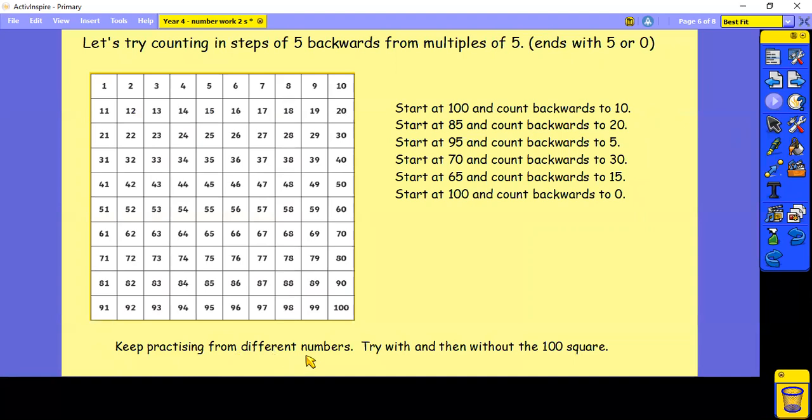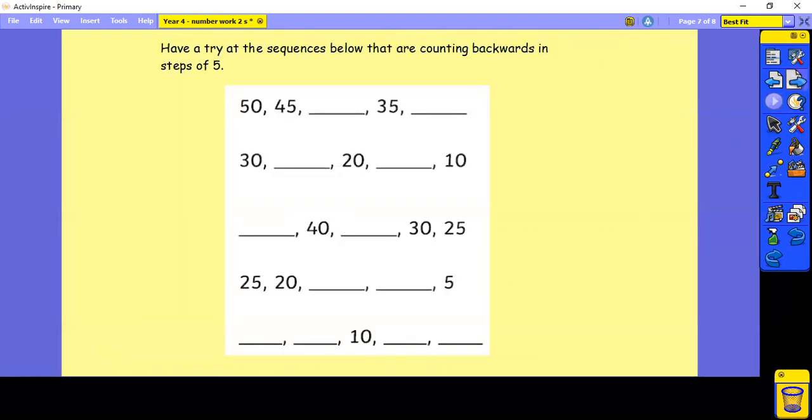Keep practicing from different numbers. So keep practicing from different multiples of 5. Remember, any number that ends with a 5 or a 0 is a multiple of 5. Try first of all with the 100 square and then without the 100 square. So have a try at the sequences below that are counting backwards in steps of 5. Pause whilst you have a try.